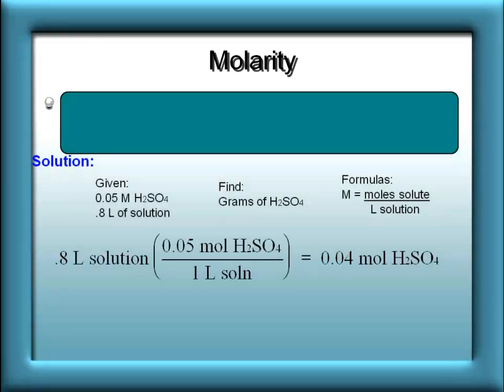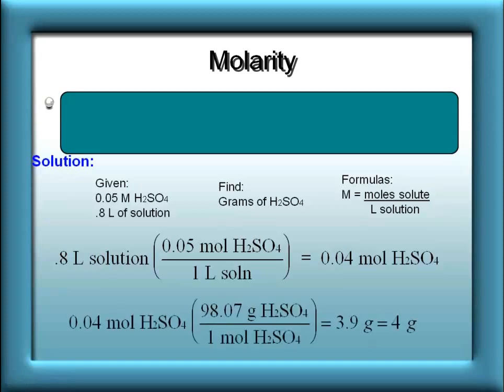First thing, use your molarity formula to figure out how many moles of sulfuric acid you have. So you're going to take your 0.8 liters, use your molarity, which is 0.05 moles per 1 liter. That's what the big M stands for, moles per 1 liter, equals moles of sulfuric acid. Once we know the moles of sulfuric acid, we can use the molar mass of sulfuric acid to calculate the number of grams. Remember to watch your sig figs.